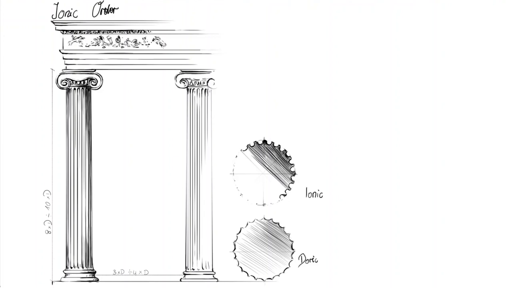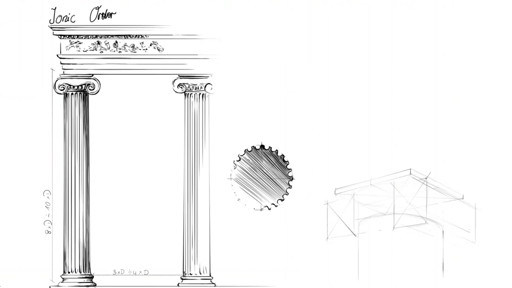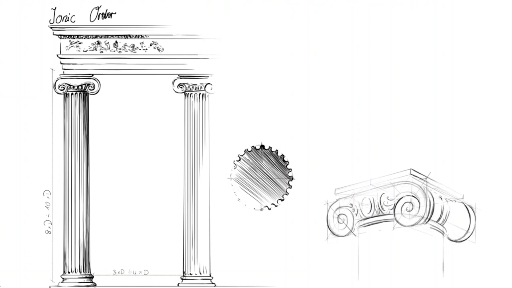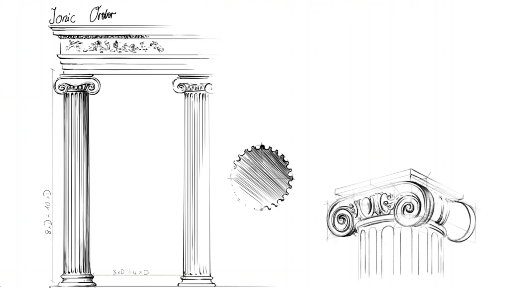A more obvious difference is the presence of a base. It consists of two convex discs and one concave between them. Additionally, they are divided with thin bars. That's the most popular form of base, though some variations were also accepted. And there is no way you could miss the main difference, capital with volutes.